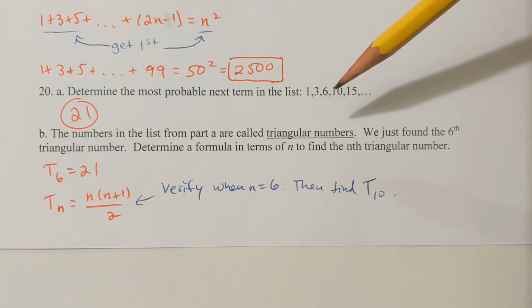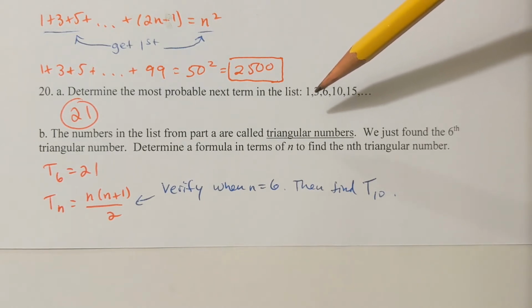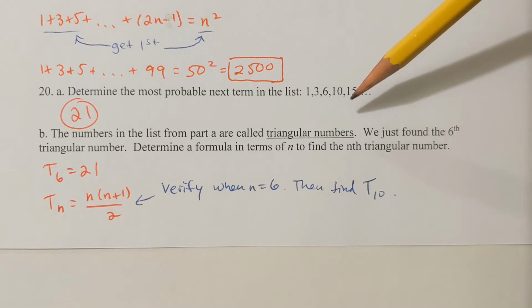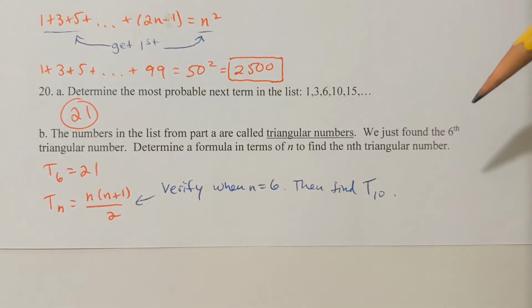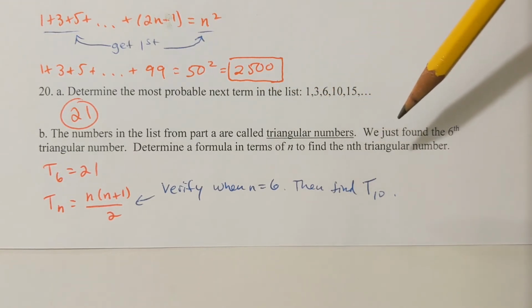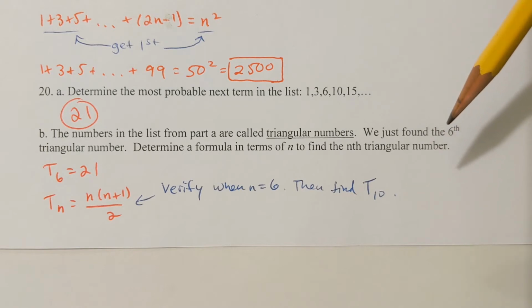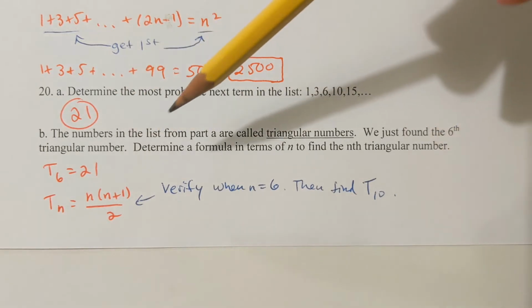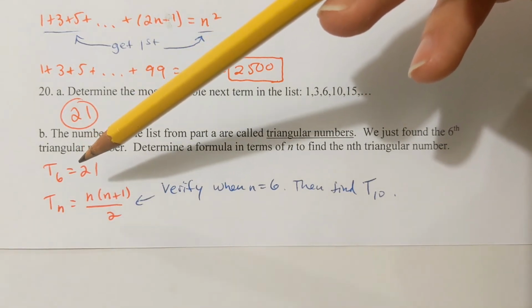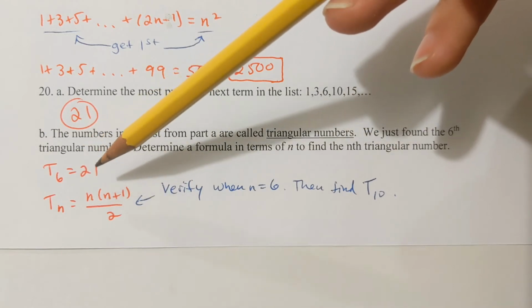Okay, and to see that, 1 to 3, I added 2 to 1. 3 to 6, I had to add 3 to 3. 6 to 10, I had to add 4 to 6. And then I had 5 added to 10 to get 15. Now if I add 6 to 15, I get 21. Now, this list of numbers is called triangular numbers, and we just found the sixth triangular number, which is 21. Some notation here that you'll see in the book: capital T sub 6 represents the sixth triangular number, which is 21.